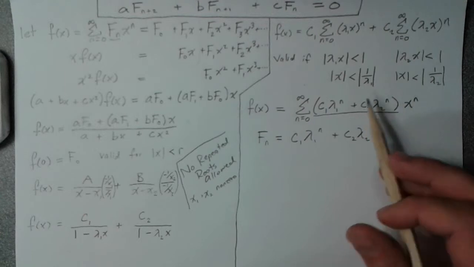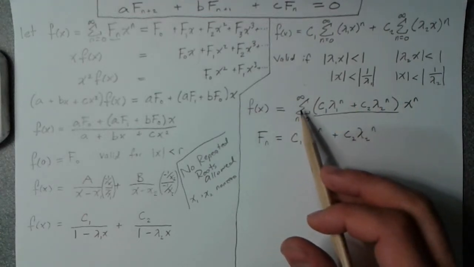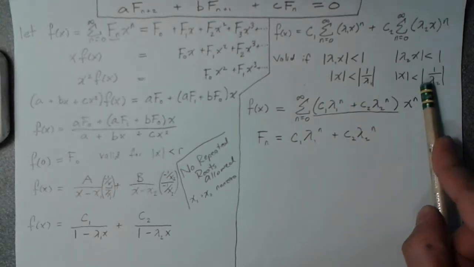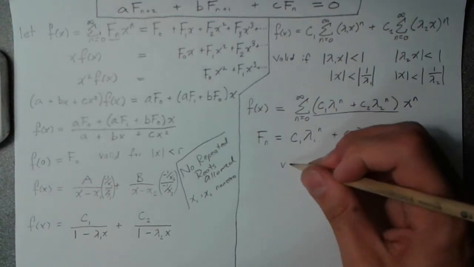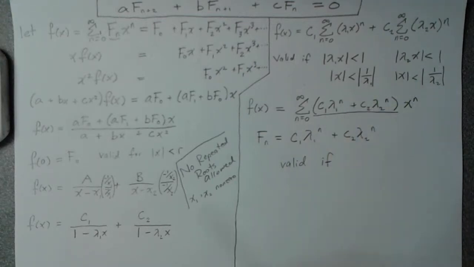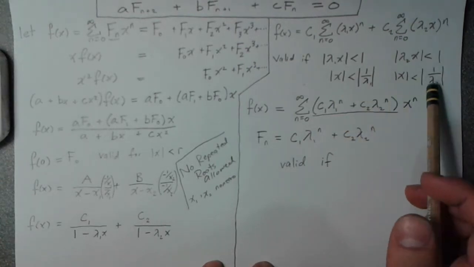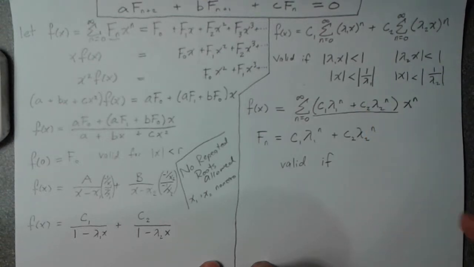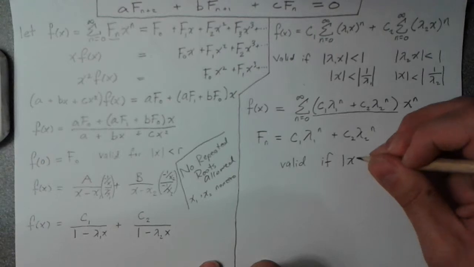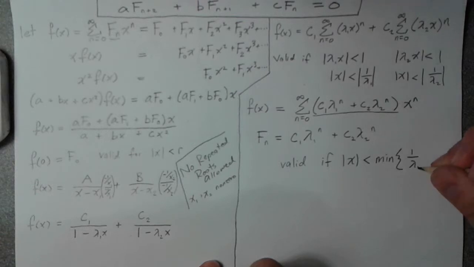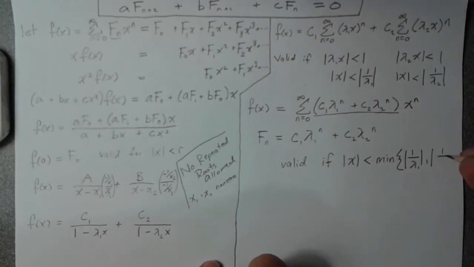Well, this is only valid if both of these were valid. So in other words, this statement has to be true and this statement has to be true. And so what that means is I can just stick with the one that's more specific. It's kind of nice, since I have all these absolute values here, it makes it easier to think about. x just has to be less than the lesser of these two. So this is valid if x is less than the minimum of 1 over lambda 1 and 1 over lambda 2.